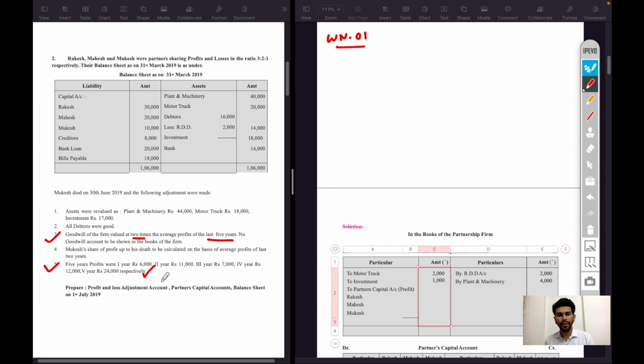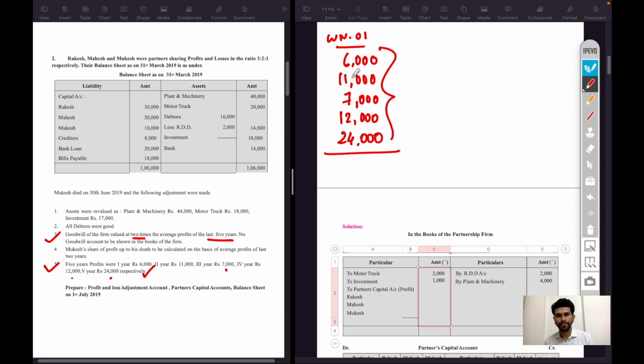First we have to add the amount of profit of 5 years, that is 6,000 rupees plus 11,000 rupees plus 7,000 rupees plus 12,000 and 24,000. Total is 60,000 rupees for 5 years. So we will divide 60,000 rupees by 5 years. So we will get 12,000 rupees, goodwill of the firm.